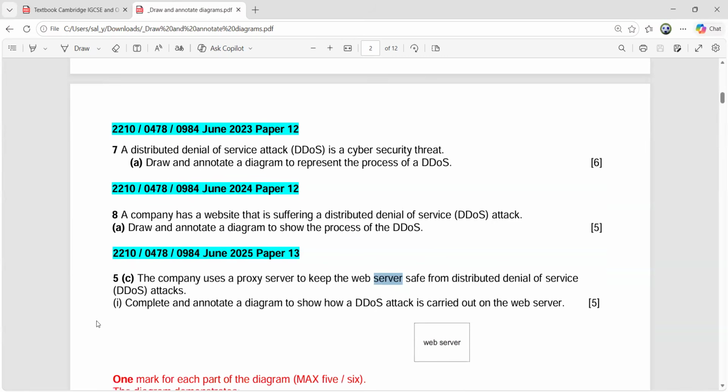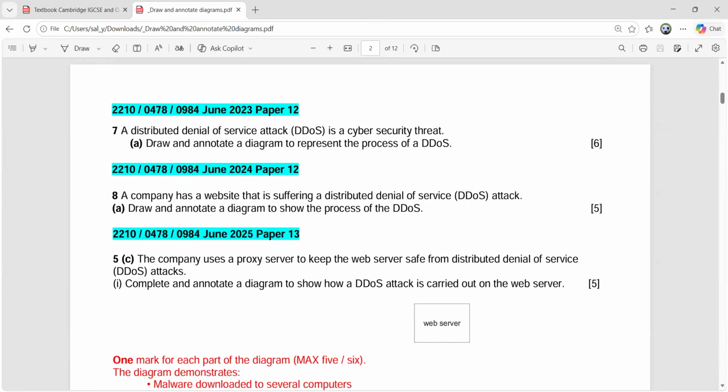And then another one is: the company uses a proxy server to keep the web server safe from distributed denial of service attack. Complete and annotate a diagram to show how a DDoS attack is going to be carried out on the web server. So questions are framed a bit differently, but the main concept is the same. And in this one, they had just drawn a box indicating the web server also. So that is the change in these three questions. And this is for June 2025, and this was the difference.